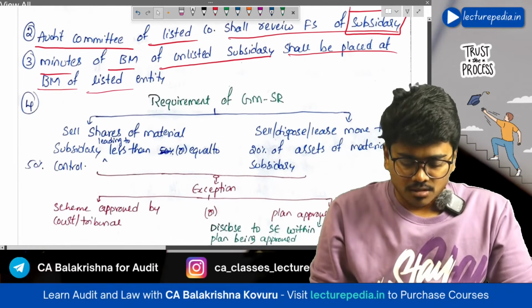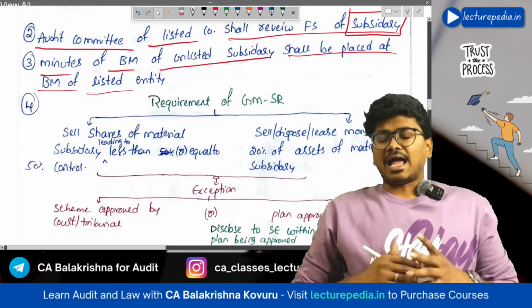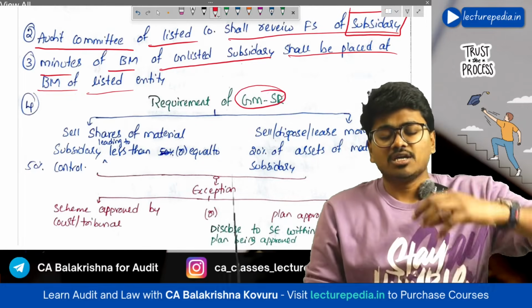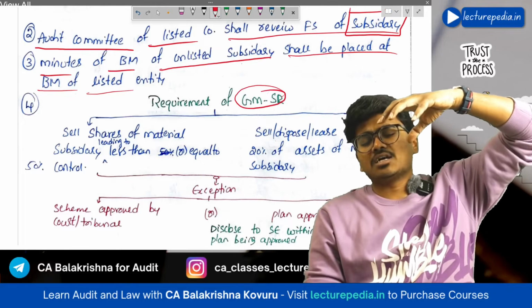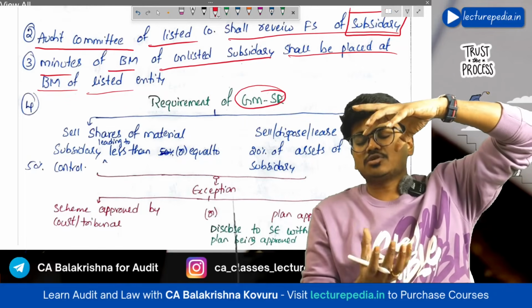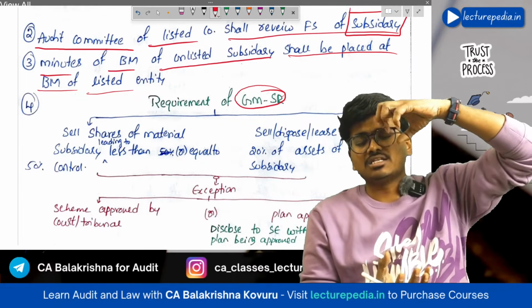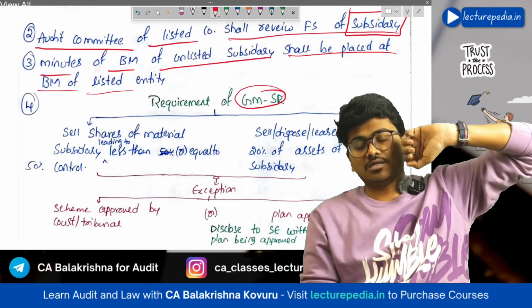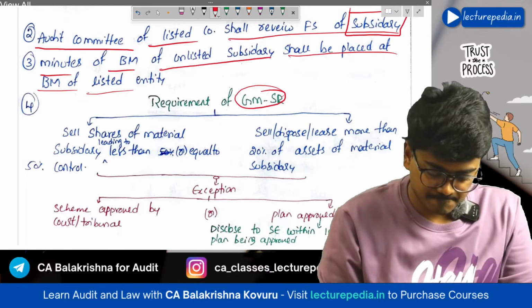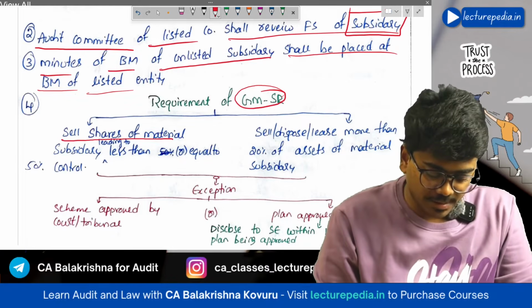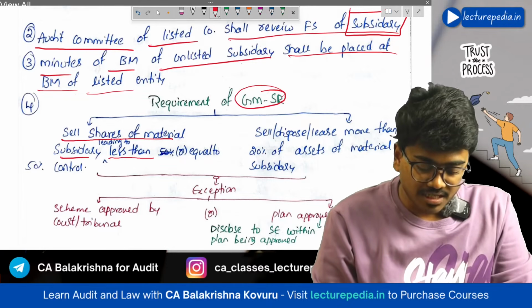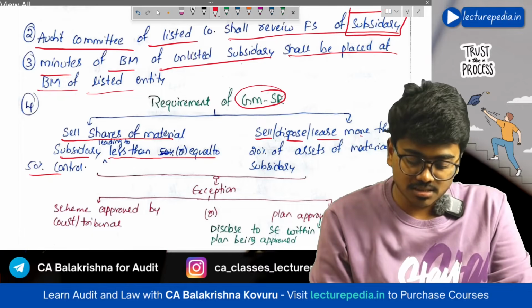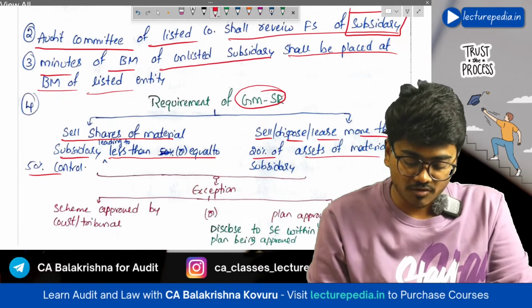Next, in order to do particular activities, you will require a general meeting special resolution. If the listed entity wants to do certain activities with respect to the subsidiary, then the listed entity in its general meeting has to get a special resolution. What are they? Sell shares of material subsidiary leading to less than or equal to 50% control, or sell, dispose, lease more than 20% of assets of material subsidiary.